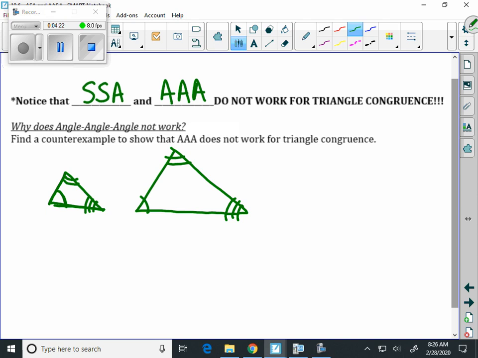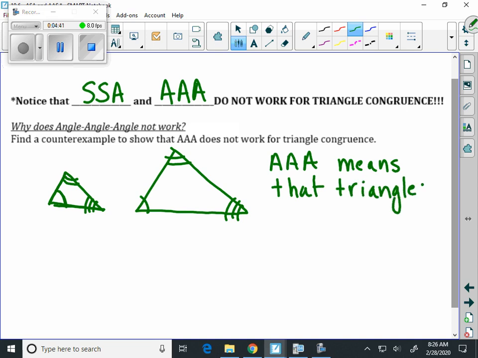The only thing that angle, angle, angle tells us, if you remember from a while ago, is that the triangles are similar. It doesn't mean that they're congruent. It means that they're similar. And we can see here, based on my picture, even though it's weak at best, that they are not congruent.